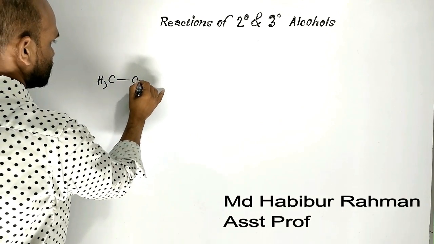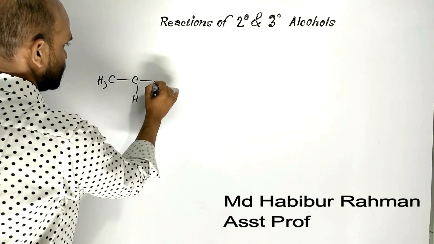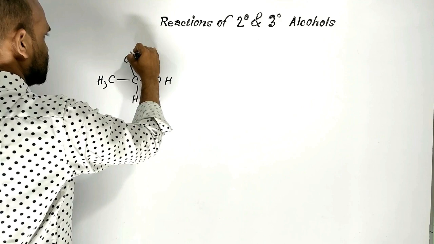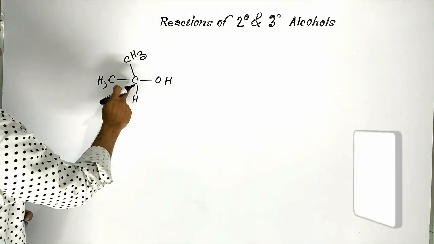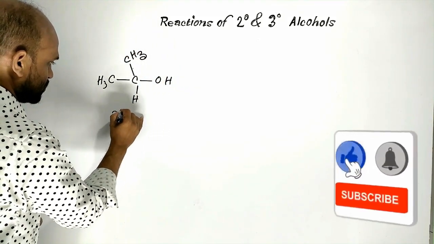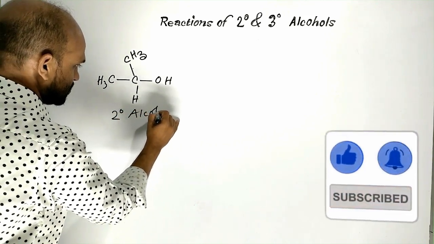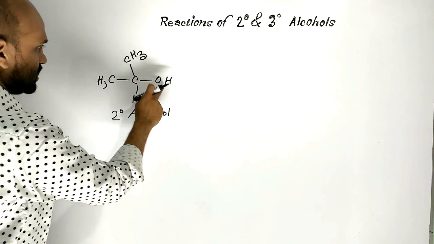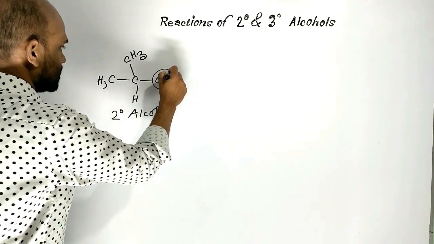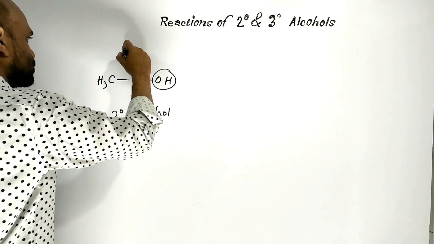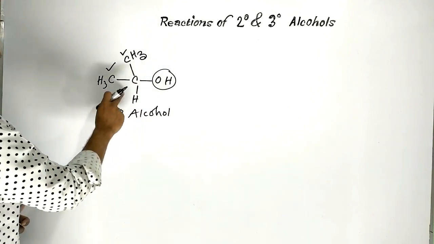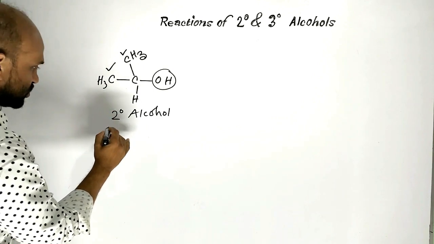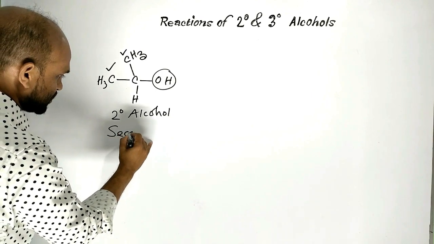CH3, CH, OH, here CH3. This is a kind of 2-degree alcohol because the carbon linked up with hydroxyl group is linked up with 2 carbon atoms. That is why this is a kind of 2-degree alcohol. This is also known as secondary alcohol.